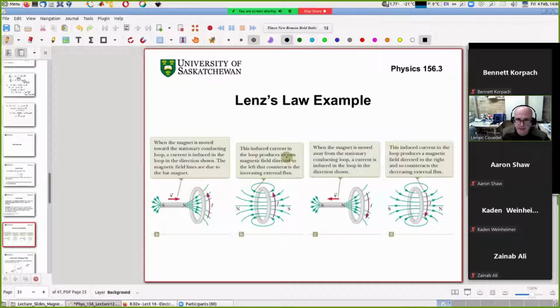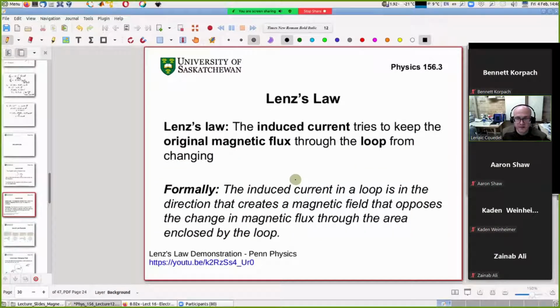The induced current in the loop produces its own magnetic field. That's what we've been seeing last time. If you have a current in a loop of wire, then you create a magnetic field. And this magnetic field is directed to counteract the increasing external flux, okay? Lenz's law says you want to fight the change.